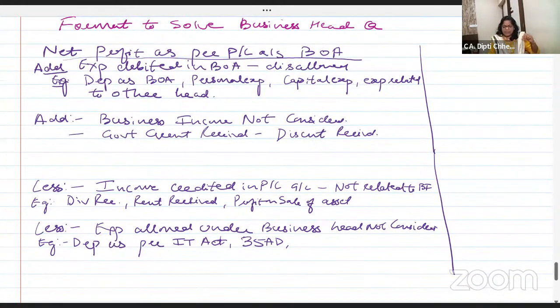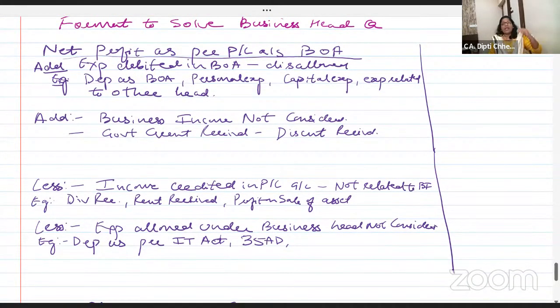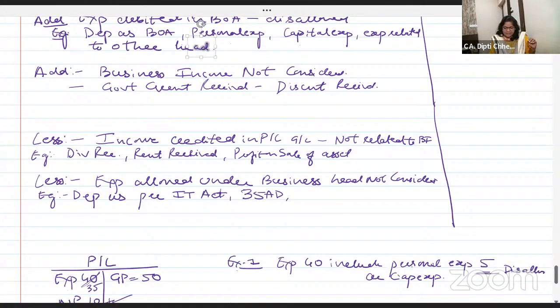Net profit as per profit and loss account. Add expenses which are debited but not allowed, disallowed. तो expense disallow होगा तो expense कम होगा तो profit क्या हो जाएगा? बढ़ जाएगा. तो depreciation as per books, personal capital, these are all not allowed. Not allowed, but you debited in P&L account, scratch it. Increase the profit. Business income, if not considered, consider it.